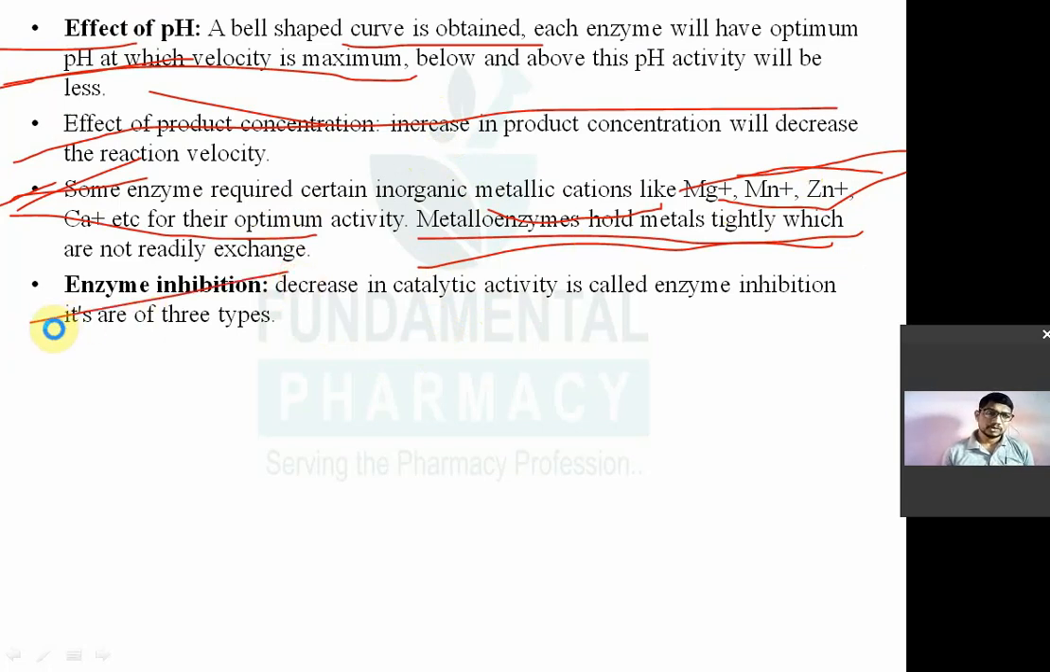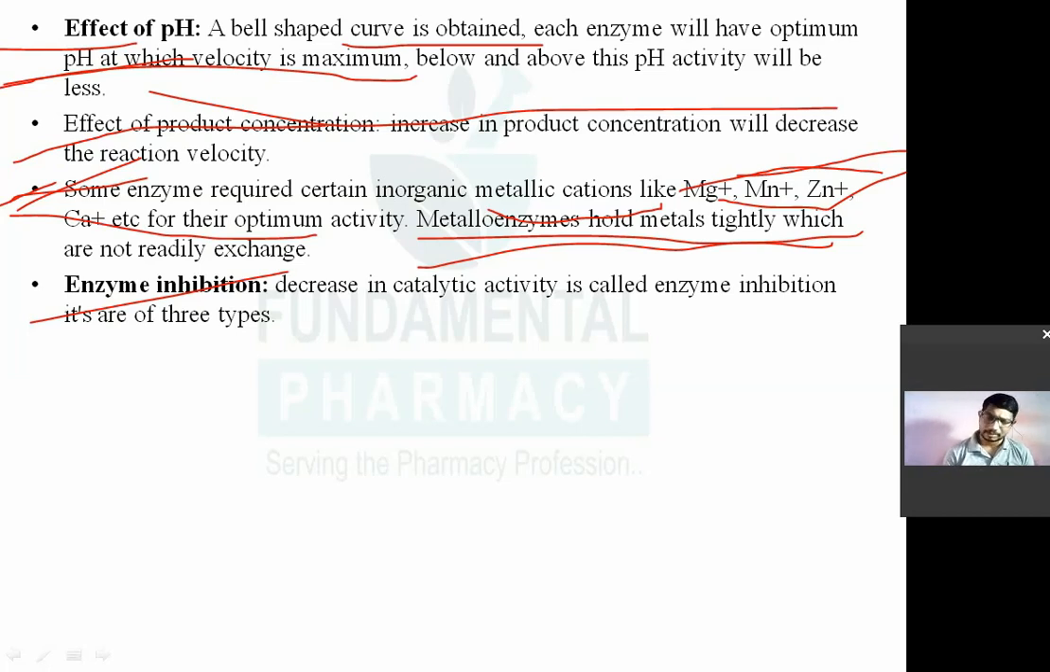Now enzyme inhibition. What is meant by enzyme inhibition? Decrease in the catalytic activity of the enzyme, that is nothing but enzyme inhibition. Not letting the enzyme do its work is called enzyme inhibition. To inhibit the enzyme means to stop the enzyme from doing its work. So enzyme inhibition means decrease in the catalytic activity of the enzyme.